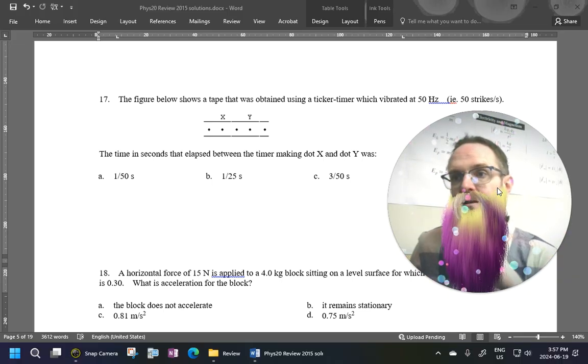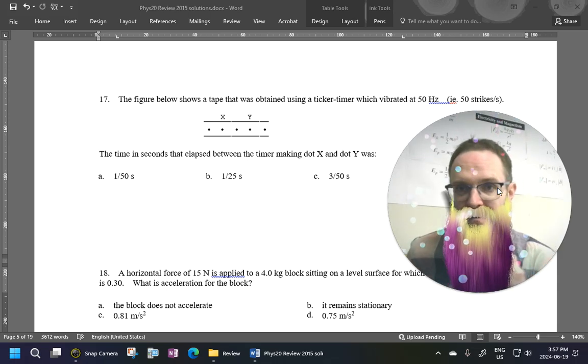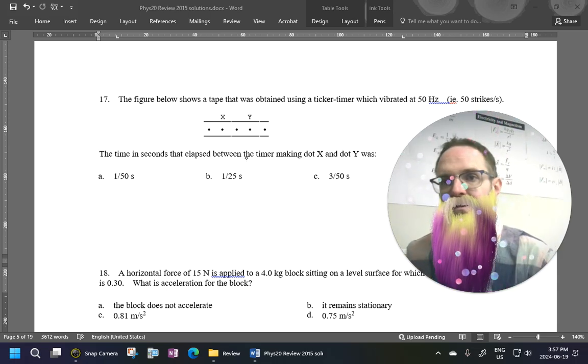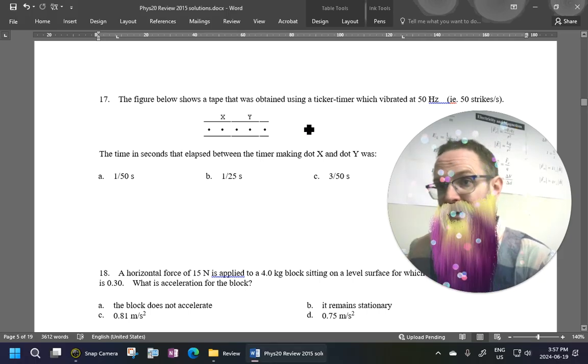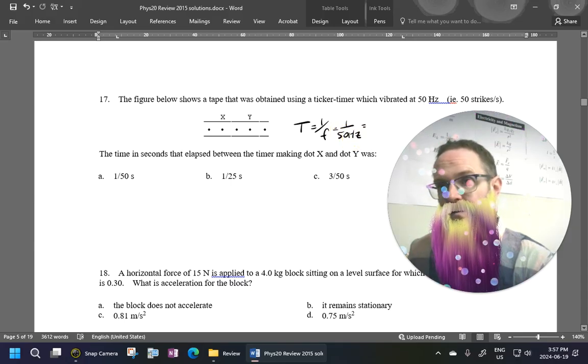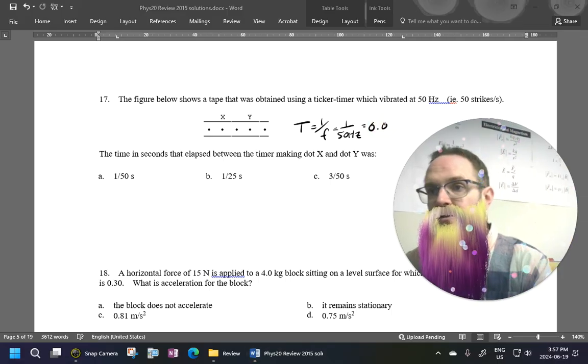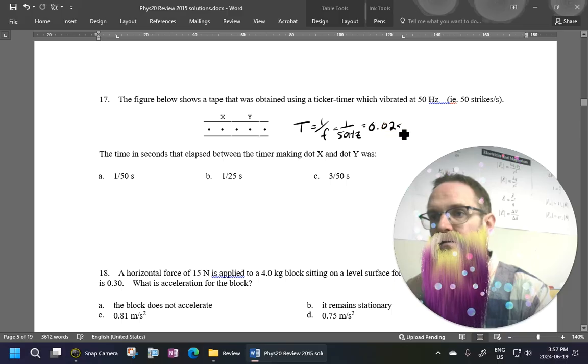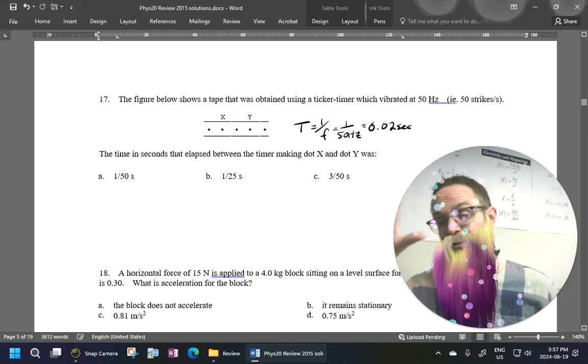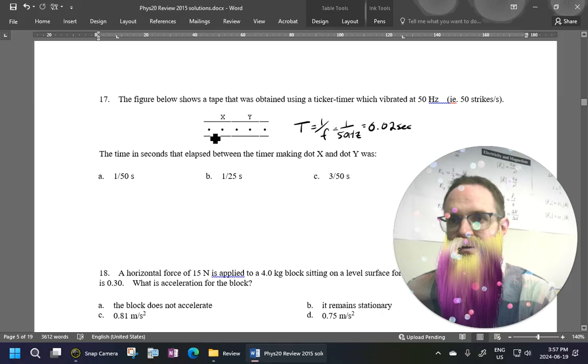And to figure out how much time is between each one of these, I can find the period. Remember, period is equal to 1 over frequency. So I got 1 over 50 hertz, which is 0.02 seconds. So that's the distance between two of these dots. So from here to here, that's a t. But I'm looking from here all the way over to here. So that's 2 of these.